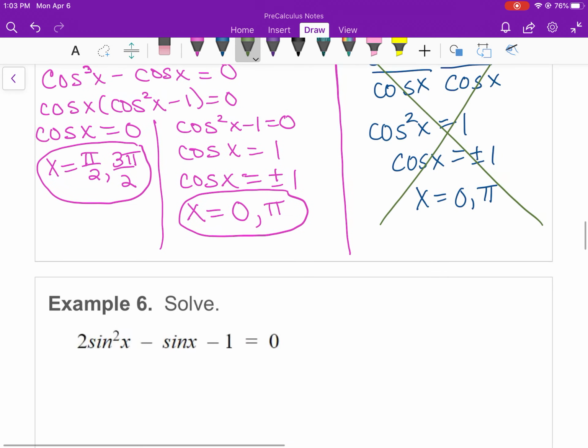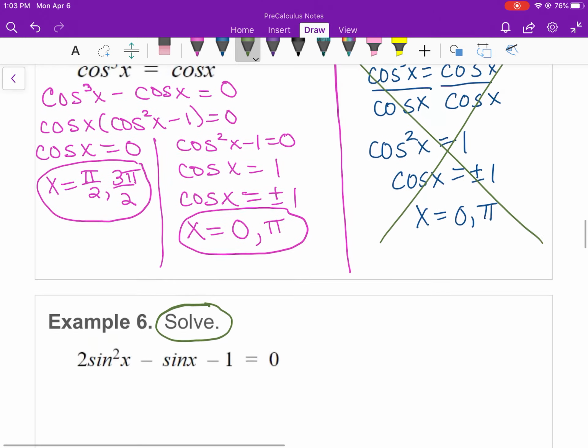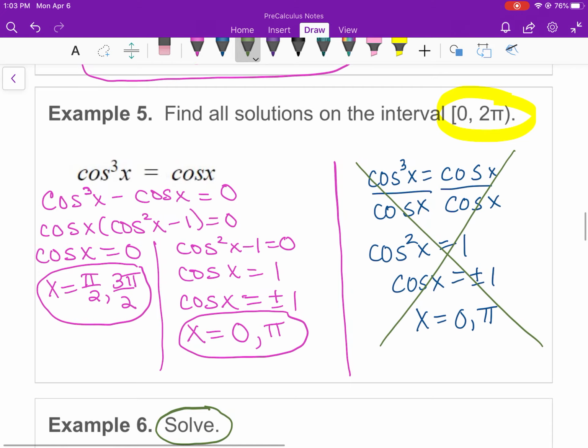All right, example 6, we're going to actually stop here because as you can see, the directions just say to solve, and that has some special things that we need to do. So we're going to stop here for our first video. Let me know if you have any questions.